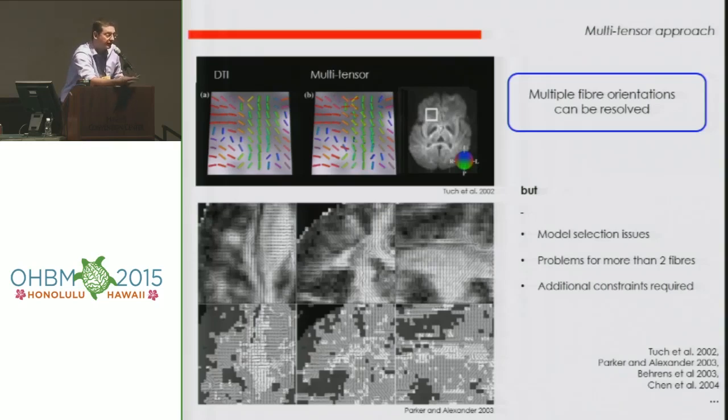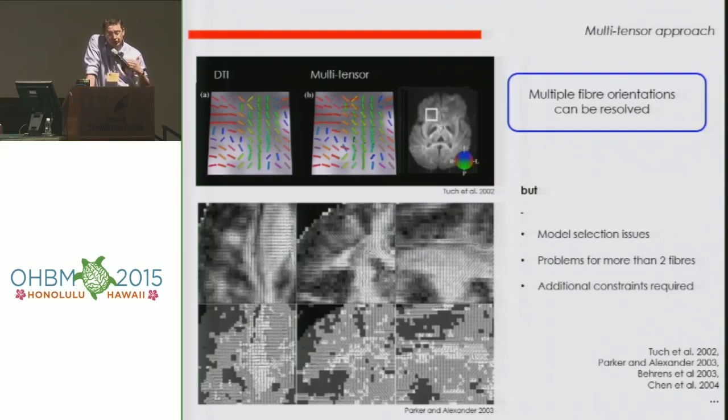And the idea is very simple. If one tensor is good for one fiber, let's use 2 tensors to solve a 2 fiber crossing. And it's working okay, but there are some limitations we have to take into account. For example, we need to remember that there are some model selection issues. In fact, most of the first methods required knowing a priori how many fibers, how many compartments you want to fit. So that was a kind of model selection issue at the beginning.